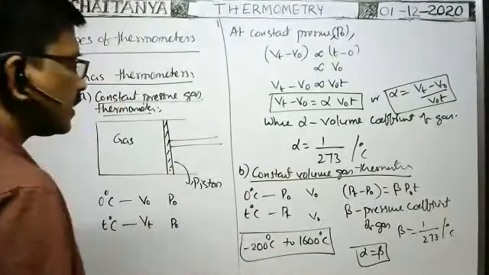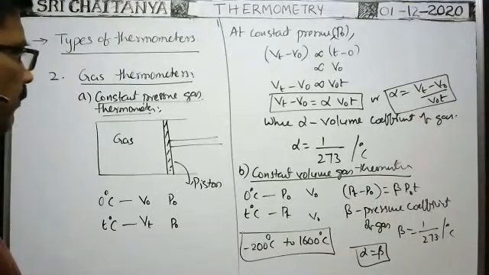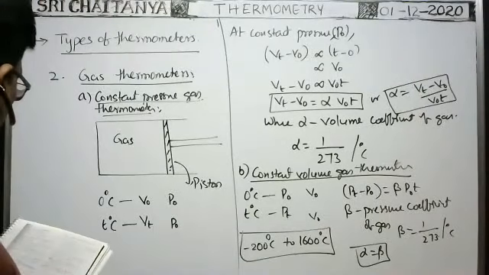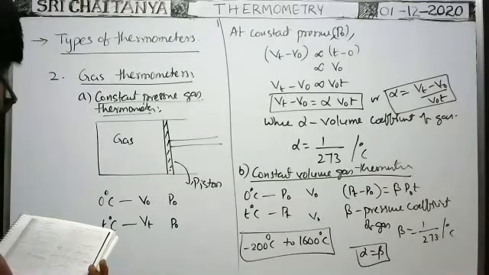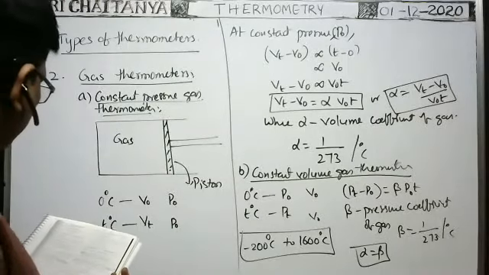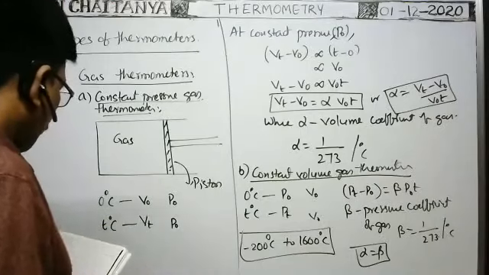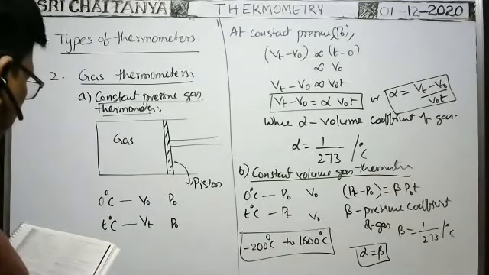The range of temperatures which can be measured with the help of gas thermometers is minus 200 degrees centigrade to 1600 degrees centigrade. So this is the range of temperatures that can be measured.